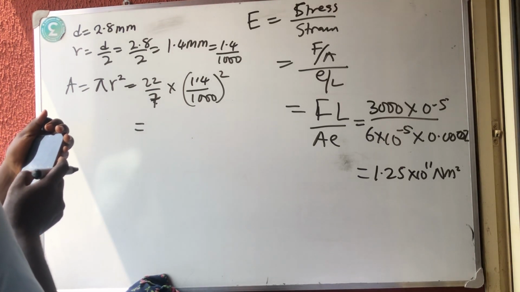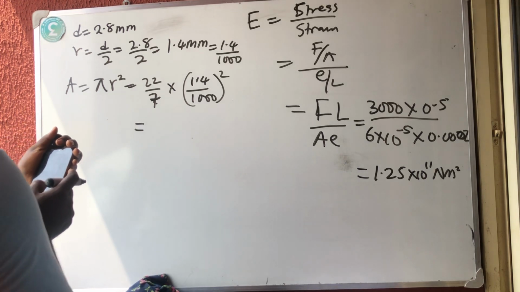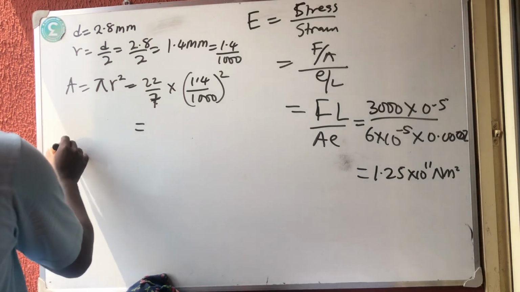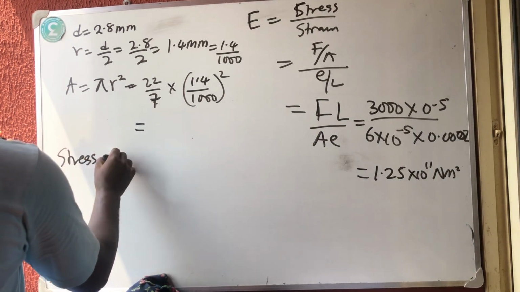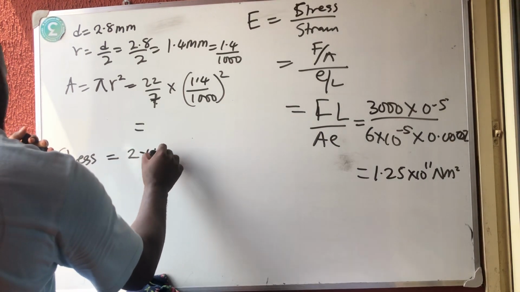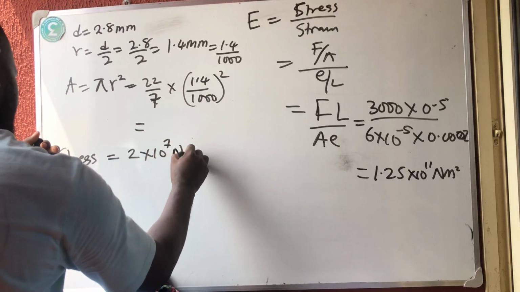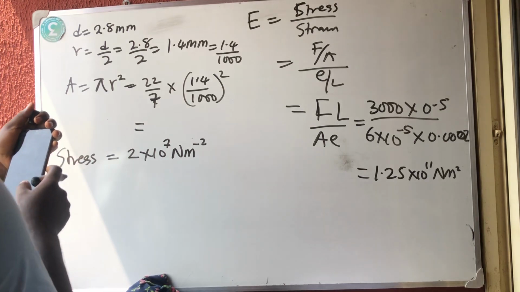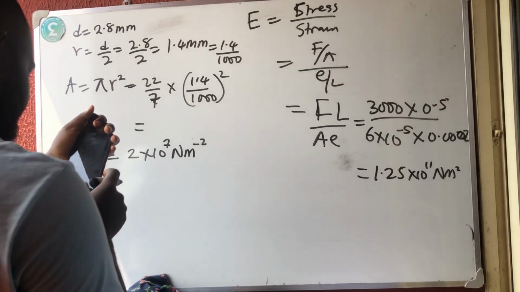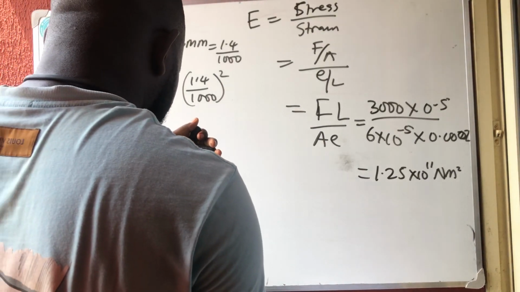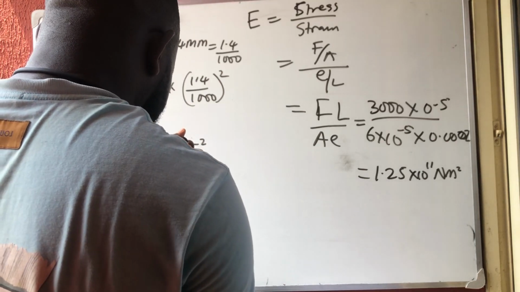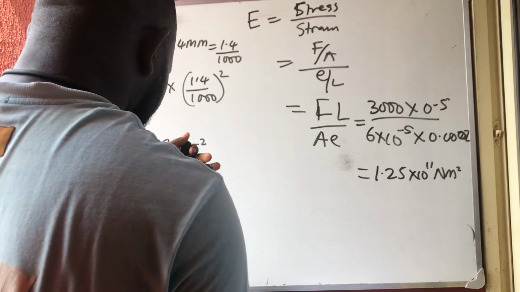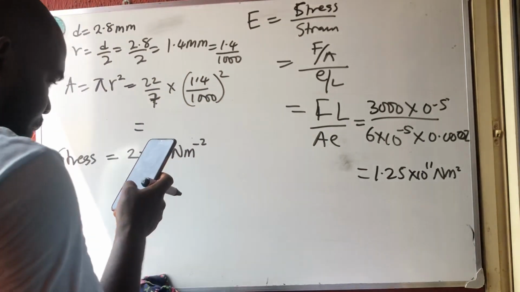They said a wire of diameter D supports a weight if the tensile stress in the wire, okay, they gave us the stress in the wire to be 2 times 10 raised to power 7 Newton per meter square. They say we should now calculate the weight of the wire.